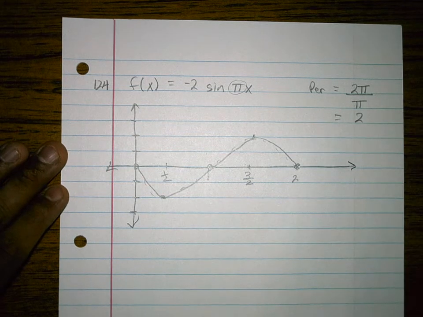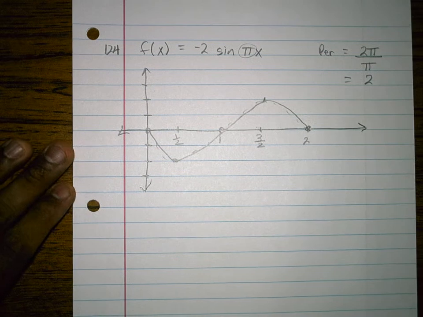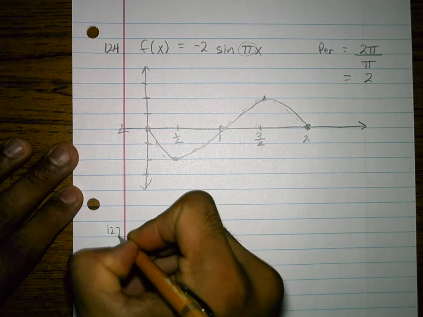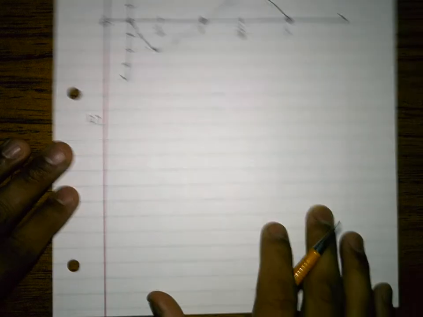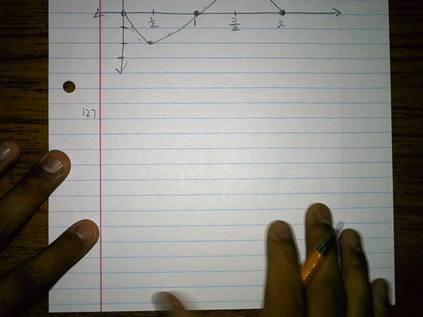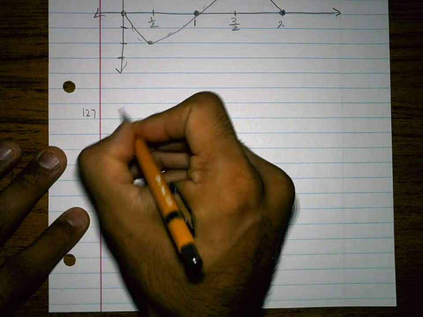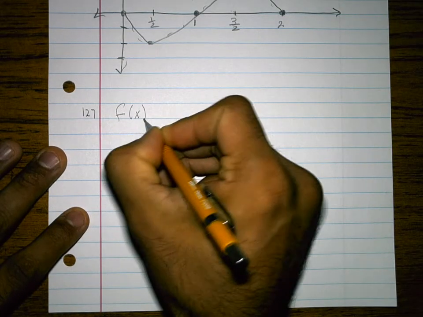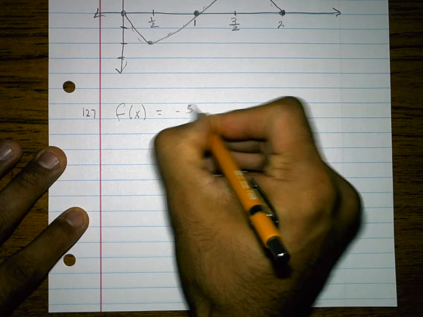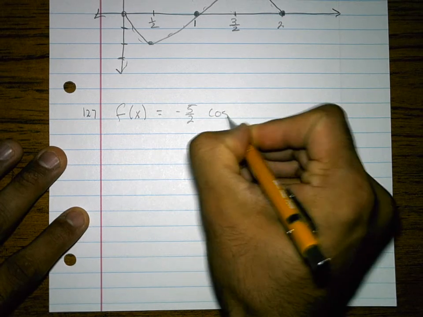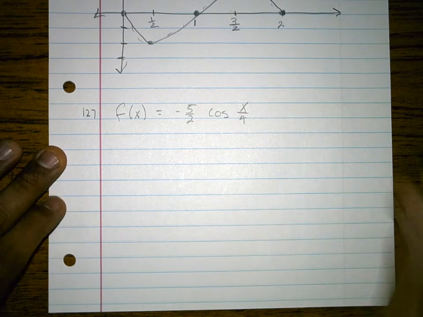Right there. 127 says f of x equals -5 halves cosine x over 4.